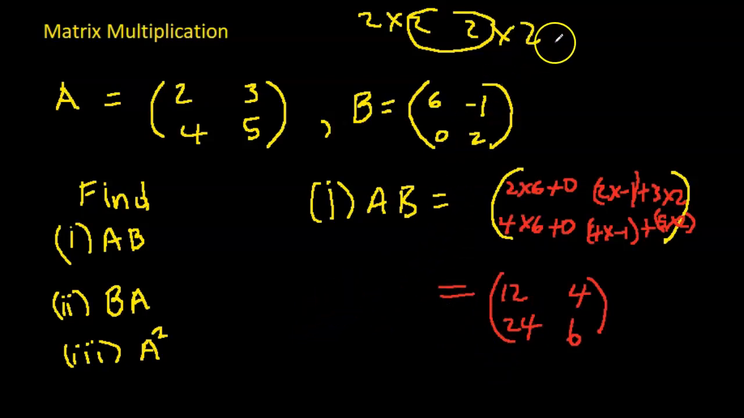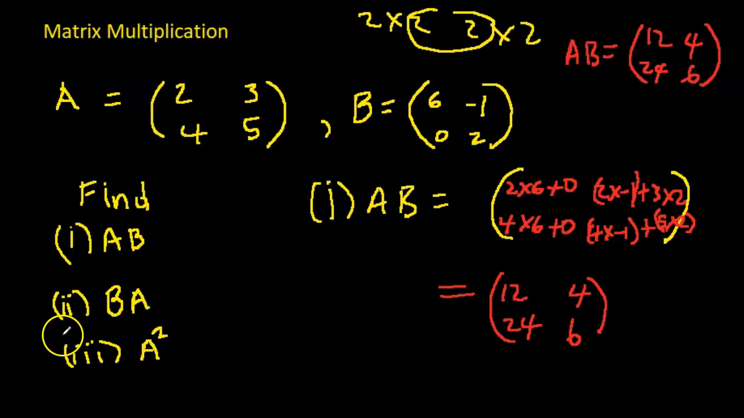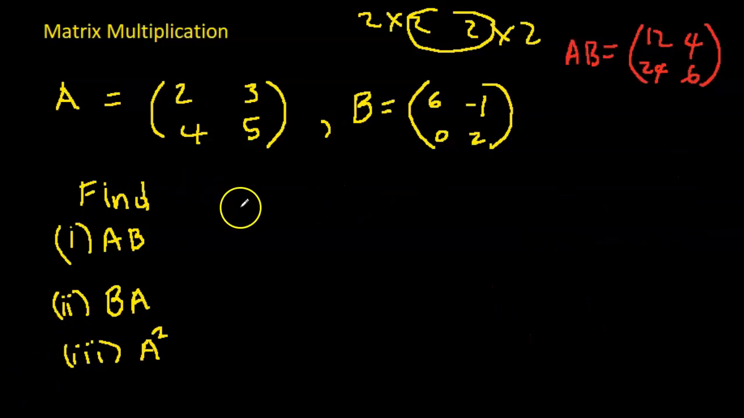Now let's find BA. Let me just write what AB is up here, just to make some room. So AB was 12, 4, 24, 6. So now we're working in part 2, which is BA.